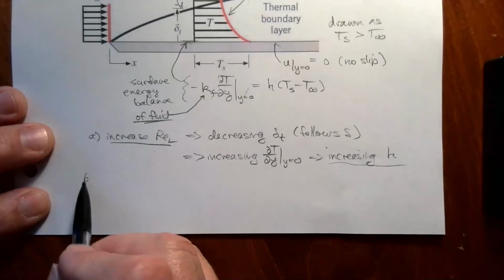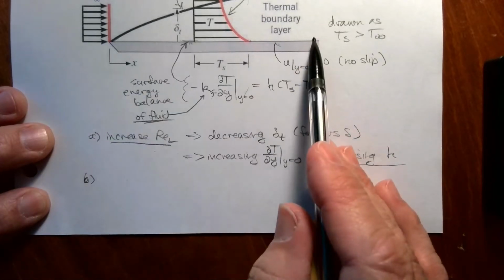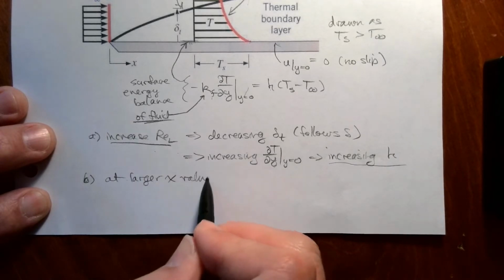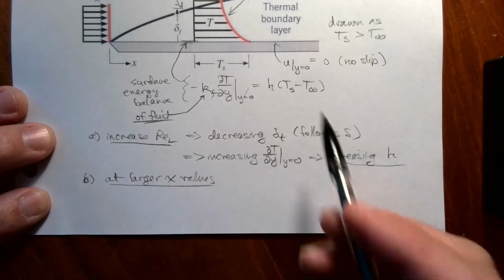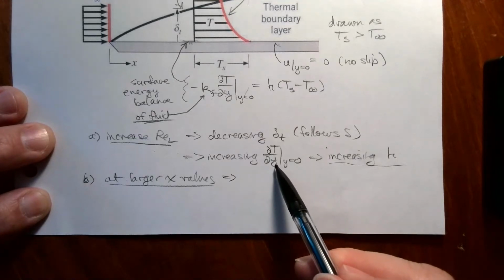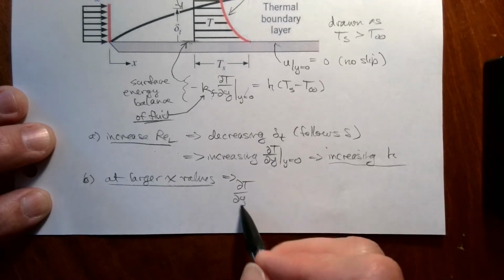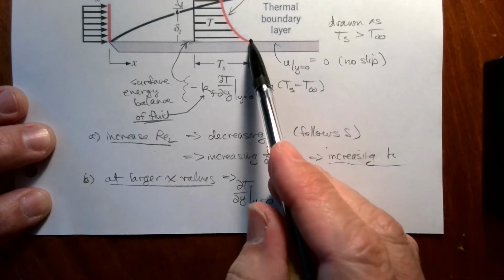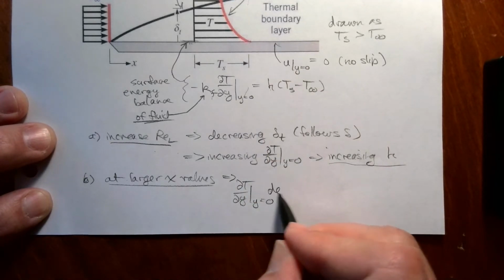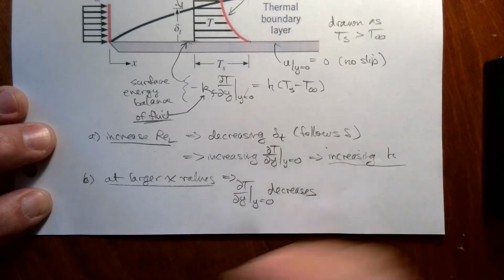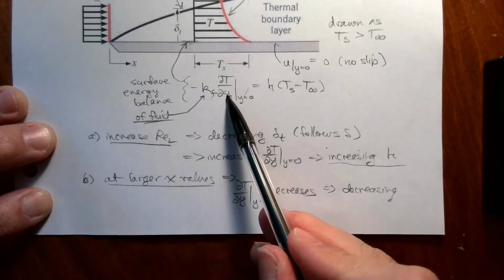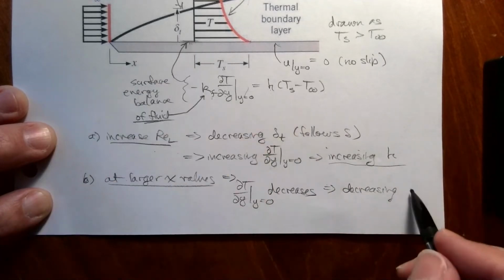Now let's think about what happens to H as we move downstream. So at larger X values, the thermal boundary layer is growing, right? So as the thermal boundary layer is growing, the partial of T with respect to y at y equal to 0, so down here on the bottom, is actually going to be decreasing. We have a lower slope. So that would be a decreasing. If this number is decreasing, that's a decreasing H, all the other numbers being the same.